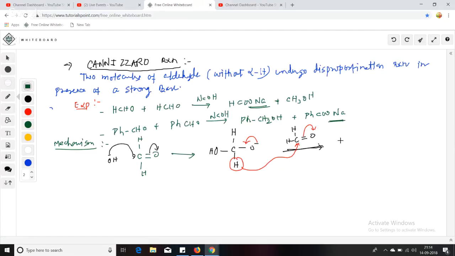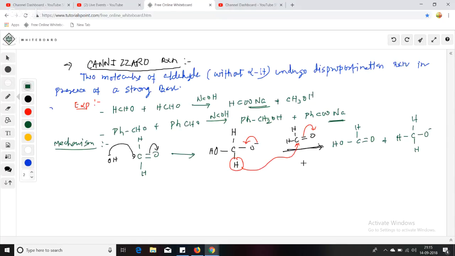So we get H, sorry, OH we should write. We get this. This is C double bond O H OH. So H O C H double bond O, plus we get H C H H and O minus here.